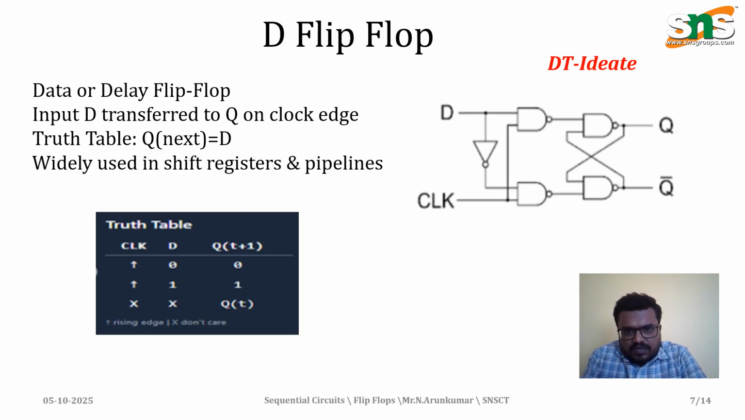D flip-flop. The forbidden state is rectified with the help of the D flip-flop. By using the inverter, we can rectify the invalid state. The data is given as 0 and 1 in the D flip-flop, and the same value comes under the next state. If you give 0, then automatically the value will be 0. If you give 1, then the next state is also 1.